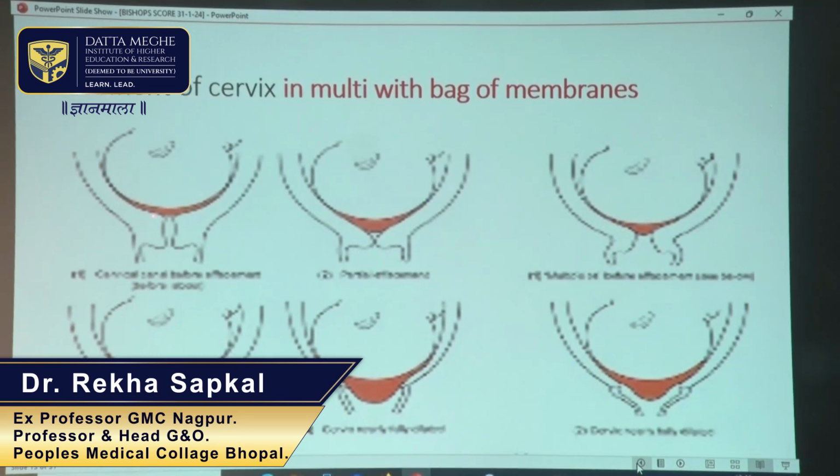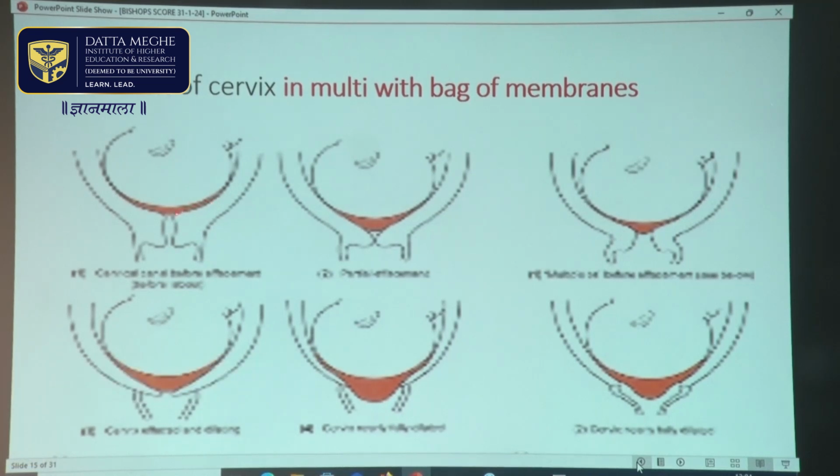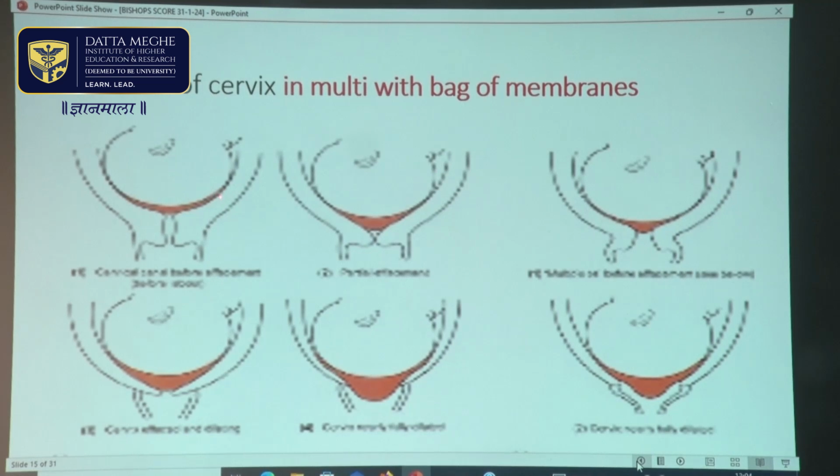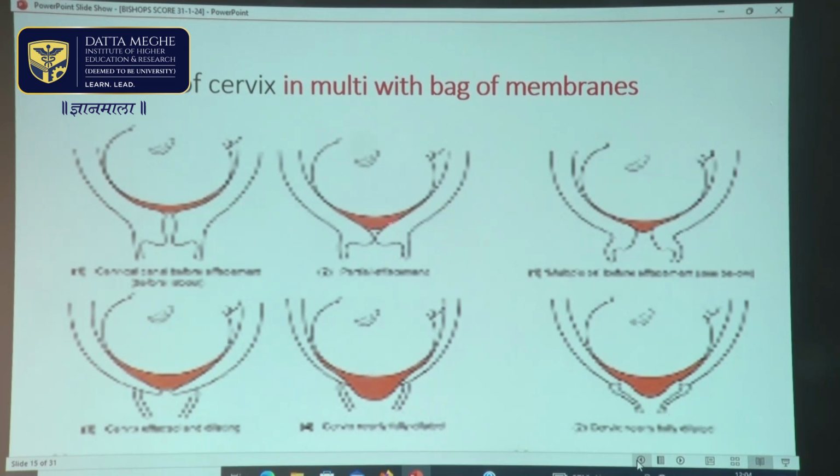In multipara, there is formation of lower bag of membranes, and this bag of membranes gets entrapped between the lower uterine segment and the head. That is how there is conical bag of membranes here with the effacement of the cervix.